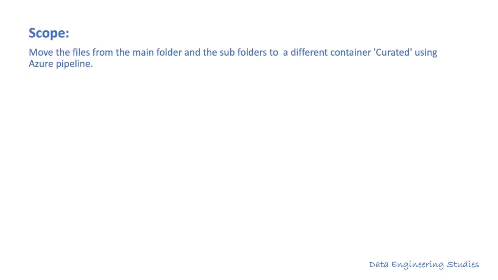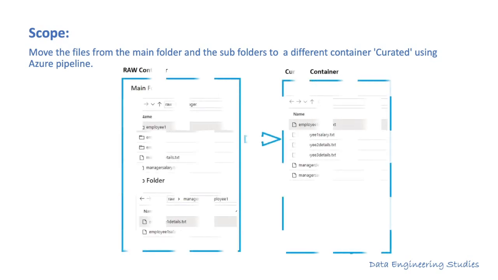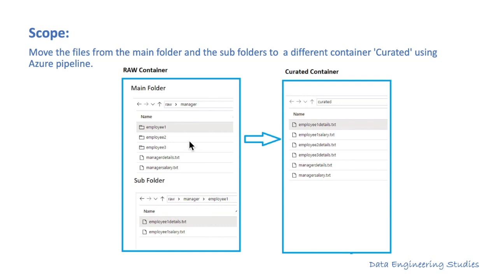The scope of this use case is to move the files from the main folder and the subfolders to a different container called curated using Azure Pipeline. Here is the diagrammatic representation of the use case. Here is the raw container, and from the raw container we are taking all the txt files and moving them to the curated container. We have to move the files from the main folder and the subfolders to the curated container. I hope the scope of this use case is clear.